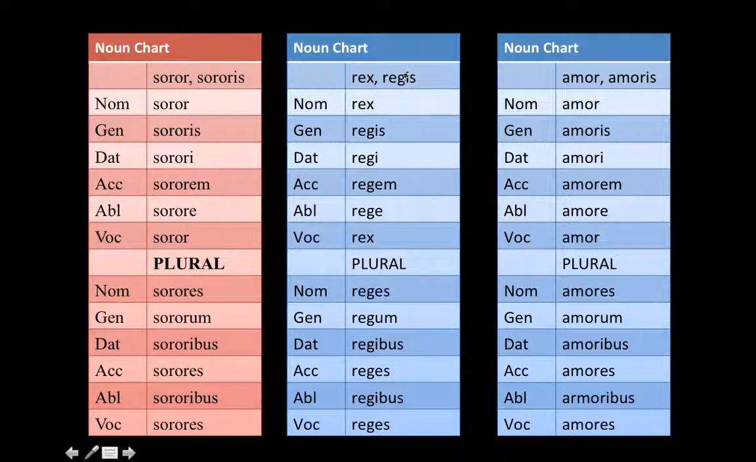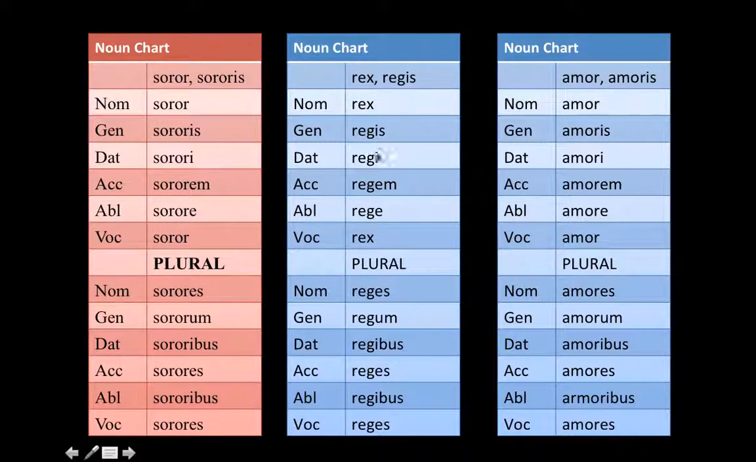All right, rex, regis, same way. So regis, this "is" tells you that that's genitive singular and then it belongs to third declension endings. You take this genitive form, drop off the is, your stem is reg, and then you're adding endings and so on and so forth. And then amor, last but not least, amor, amoris, genitive singular, stem, drop off the is, amor, so then you just add your endings.